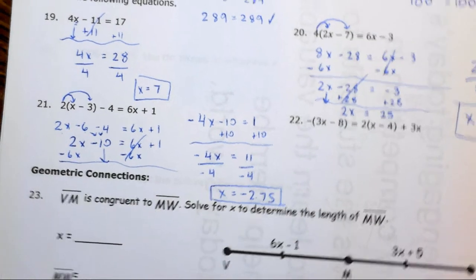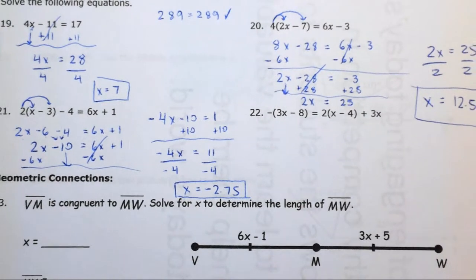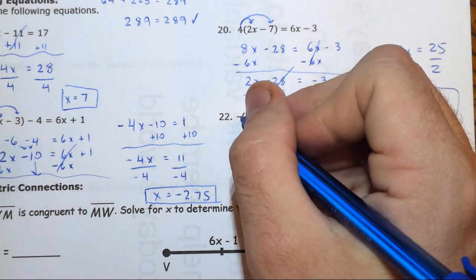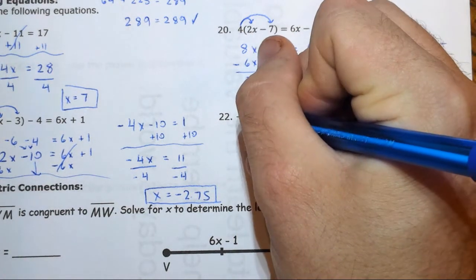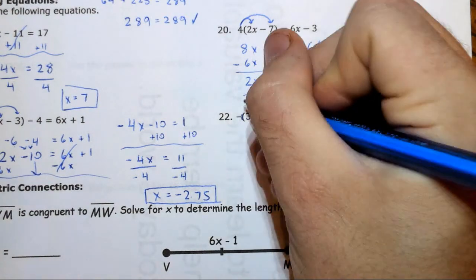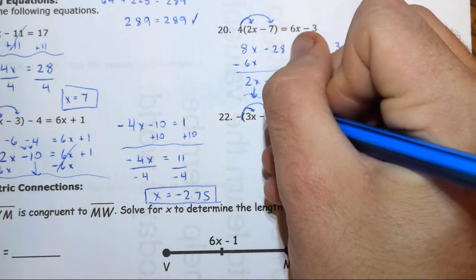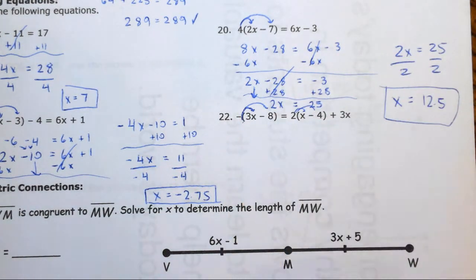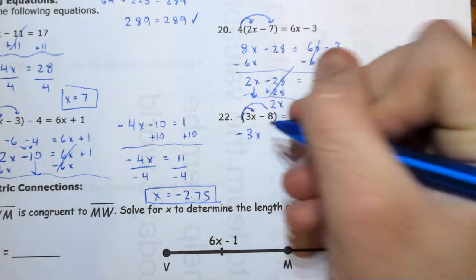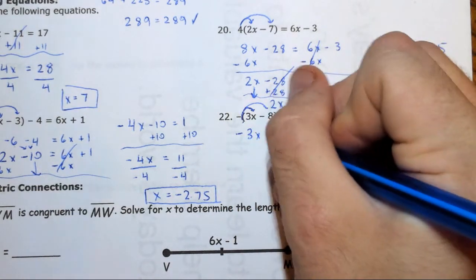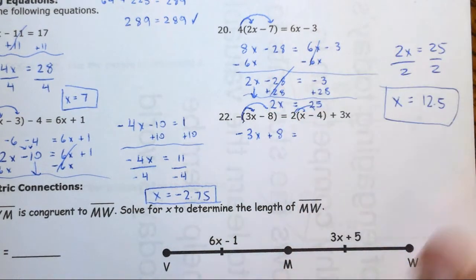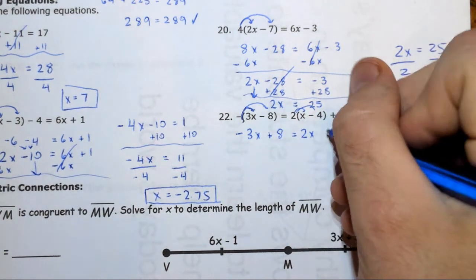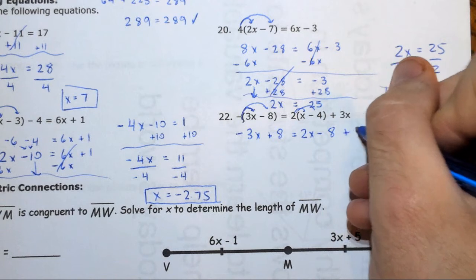Alright, we're getting pretty good at this. One more type. The only hard thing in number 22 is I have this little negative that's out front. Well, what number is an imaginary number that's right there? It's a -1. And so I need to distribute this -1 all the way through. Here I need to distribute the 2. So I have -1 times 3x, so I get -3x. -1 times -8, I get +8. It's equal to 2 times x, 2x. 2 times -4, -8 plus 3x.